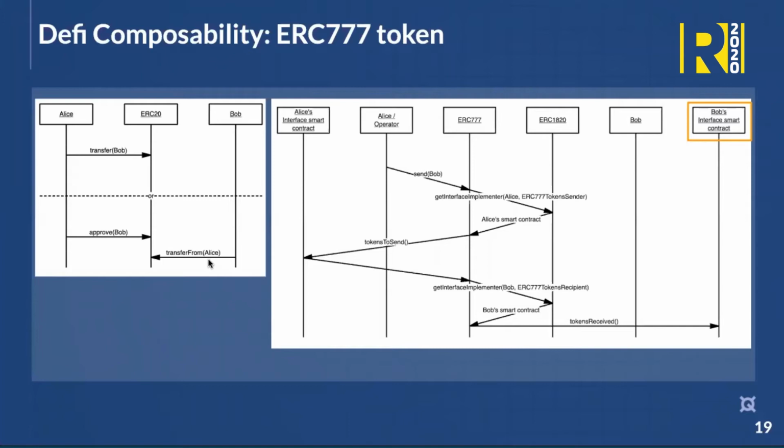But for ERC-777, it starts to get complicated, because when I say, hey, I would send some funds to Bob, it actually goes through and invokes Alice's interface smart contract, then ERC-777 updates the balance, and then it also goes to Bob's interface smart contract. So there's more stuff there. Just imagine if Bob's interface smart contract was using someone else's service, and that was maliciously deployed with creatR, and the attacker can redeploy it to maybe steal Bob's funds and all that jazz. These are the kinds of things we see as a possible hack or exploit.